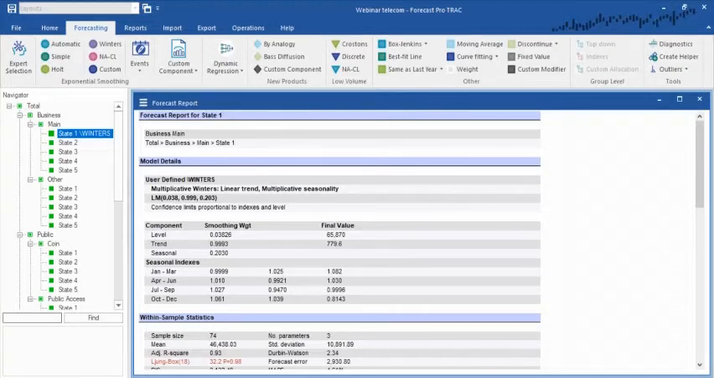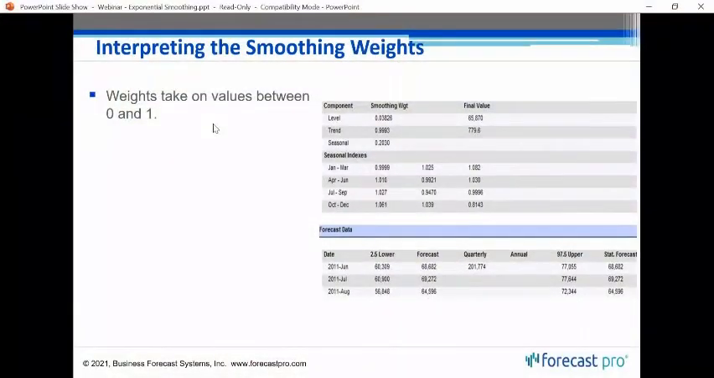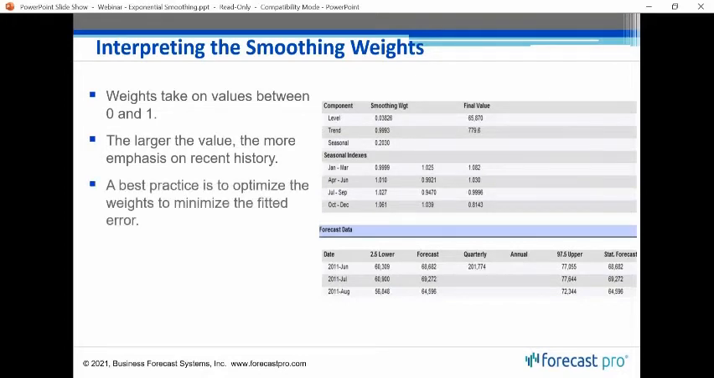Let's go back to the slides for a second and see how this works. We have the smoothing weights. They're shown here. The weights take on values between 0 and 1. The larger the value, the more emphasis on recent history. The best practice is to optimize the weights, and we do that by minimizing what's called the fitted error.